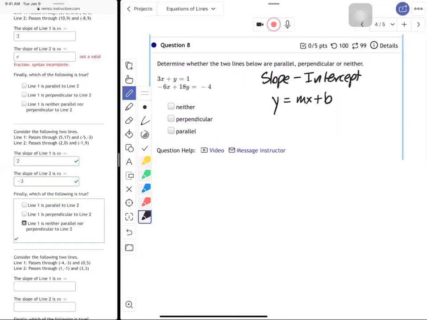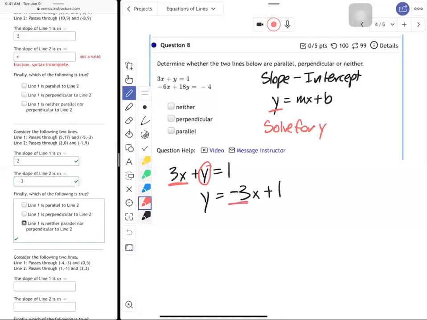And so what you really have to do here is solve for y, okay? So that's what we're going to do. We'll take our first one there, 3x plus y is equal to 1, and that's going to be real easy to solve. We need to move the 3x, right? Because we want to isolate y on this side. So what we do is subtract that term from both sides, and y is equal to negative 3x plus 1. Okay, so that's going to be our slope, negative 3. We'll talk about that in a minute.